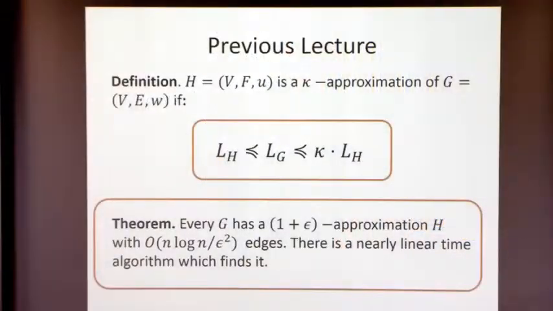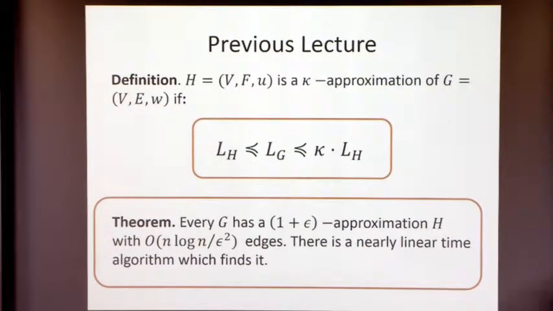So in the previous lecture, which hopefully many of you came to, basically there was a definition and there was a theorem. The definition was the definition of spectral approximation of graphs. And we said that a graph H approximates the graph G up to some factor of kappa if the Laplacian of G is sandwiched between the Laplacian of H and kappa times the Laplacian of H.